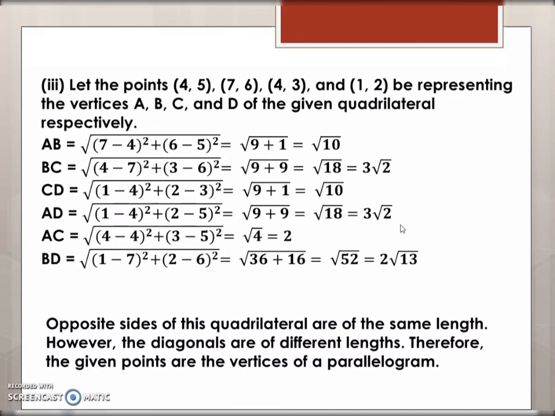So you have to determine the length of diagonals also, that is AC and BD. Now when you find AC and BD, you will observe that they are not coming equal. One is coming 2 units and the other one is coming 2√13 units. So diagonals are not of equal length. So therefore this is a parallelogram.